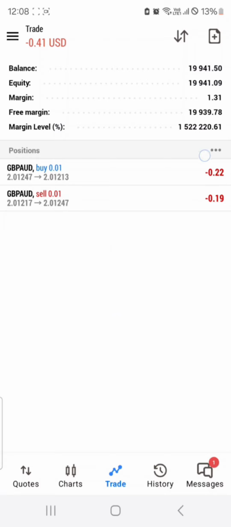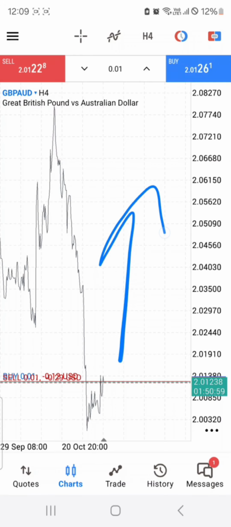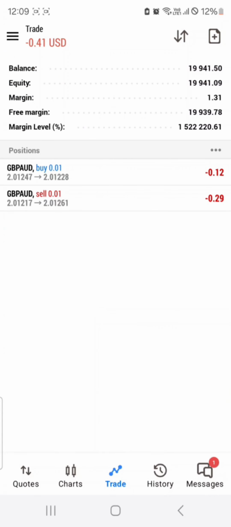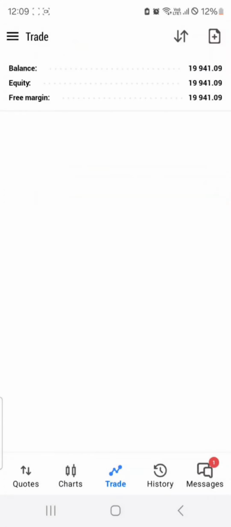Currently, we are losing money. We are losing minus $0.18. Even here, we are losing money, minus $0.30. But if this graph goes up, we will make money, because we predicted both ways. If you check, we have a buy, we also have a sell. We predicted both ways. So let me just close. Let's say you have predicted and you don't want the direction, you have made a mistake. You just press these three dots, select close all positions, and you will close.